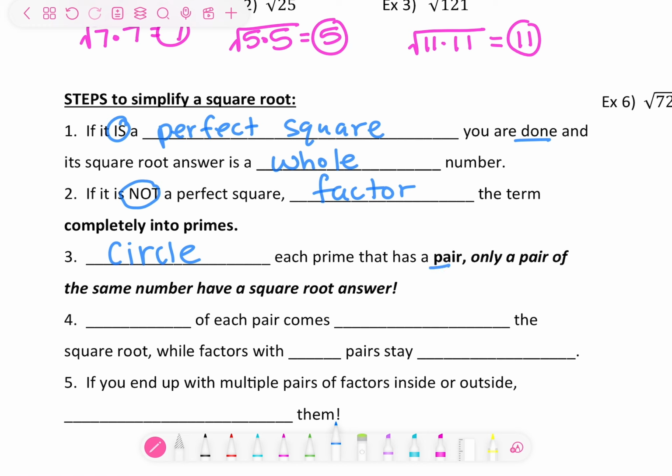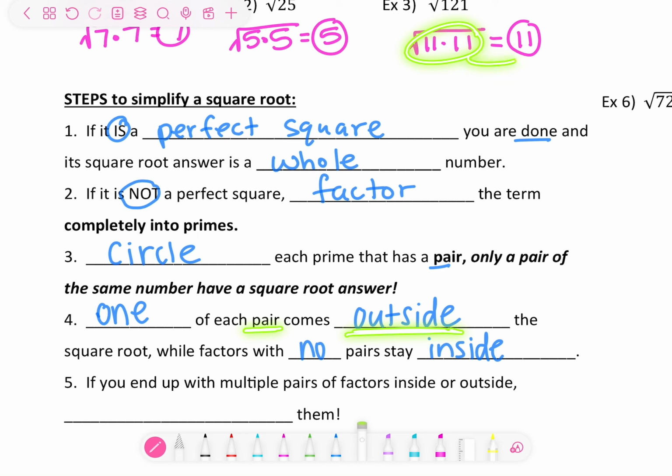Once you circled those, one of each pair comes outside the square root, while factors with no pairs stay inside. So if it has a pair, it comes outside. If it has a pair, it has a square root answer. If it does not have a pair, then it stays inside because it doesn't have a square root answer.